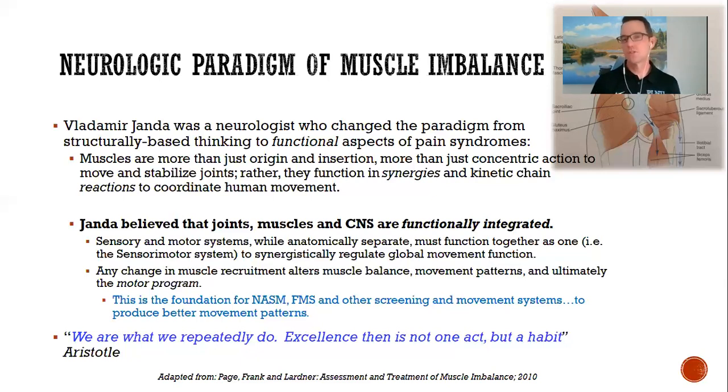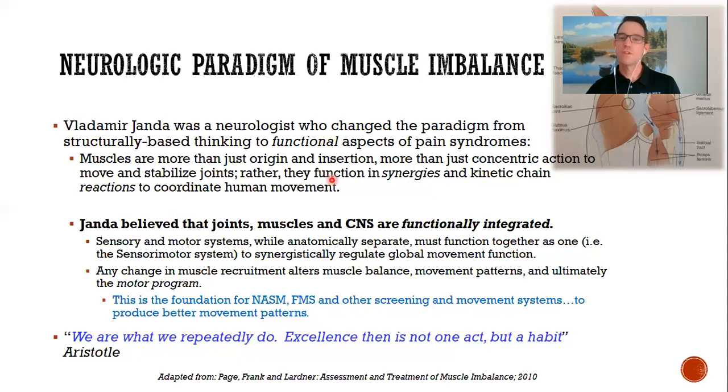muscles are more than just origin and insertion. They're more than just uniplanar concentric action, right? They're concentric, eccentric, econcentric, they're triplanar. And so, muscles move and stabilize and decelerate. They don't just contract and shorten. And so Yonda really pushed our understanding beyond simple muscle function.